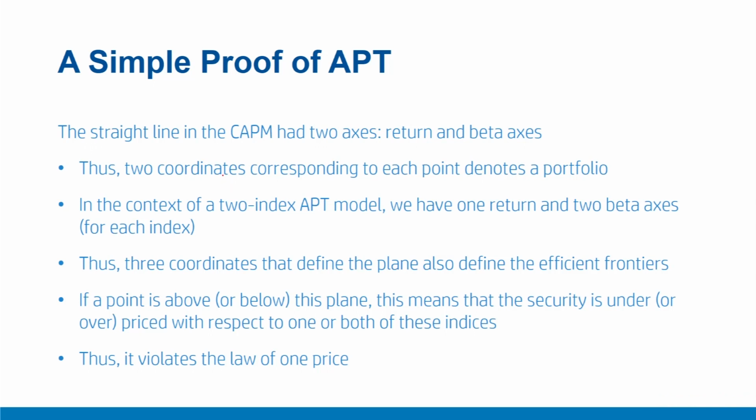To summarize the APT model, we started with the simple CAPM. In a straight line CAPM where there were only two axes, return and beta axis, we found two coordinates corresponding to each point that denoted a portfolio. Now, we translated this to a two index APT model where the two indices were I1 and I2, and there was one return axis Ri bar and two beta axes corresponding to each of the I1, I2 indices. We had two beta axes, and therefore we had to use three coordinates, one corresponding to the return and two corresponding to bi1 and bi2 betas. This led to the definition of a plane, and that plane also defines our efficient frontier.